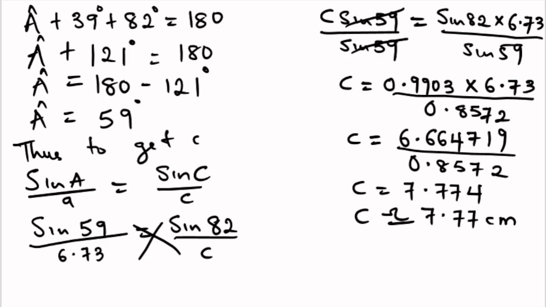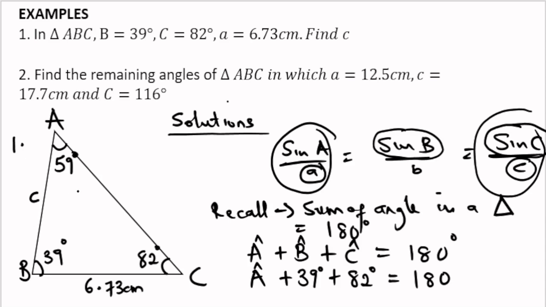We can actually go back to the triangle to input it. The value for c is 7.77 centimeters. Now let's move to question number 2.